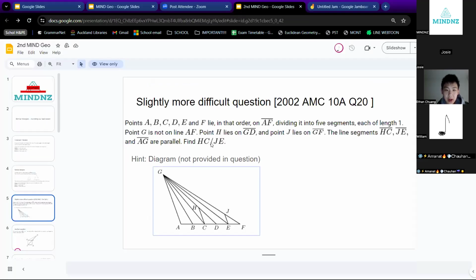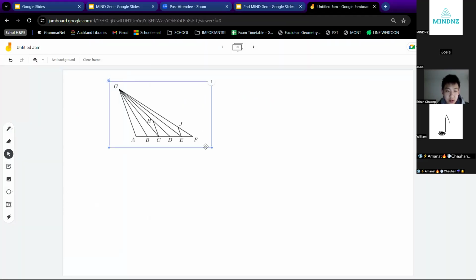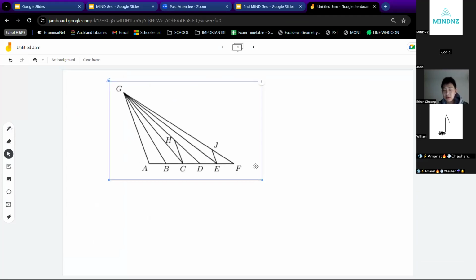So we're trying to find HC over JE, right? With these ratio questions, you're normally always looking for similar triangles, because that's the only way to get information about ratios. So we're trying to find the ratio between HC and JE. The first thing you want to look for is what triangles HC is a part of and what triangles JE is a part of, and then try to find some similar triangles between those triangles, if you get what I'm saying.